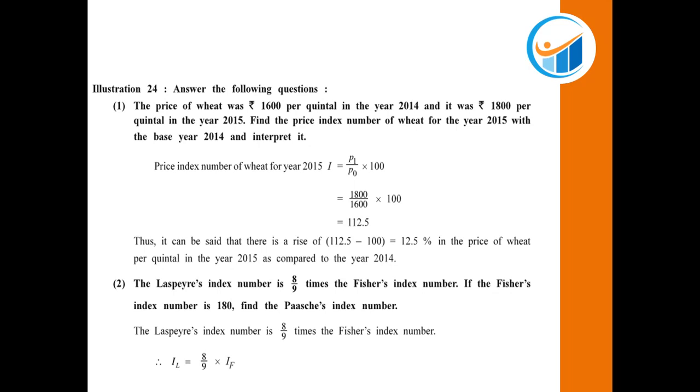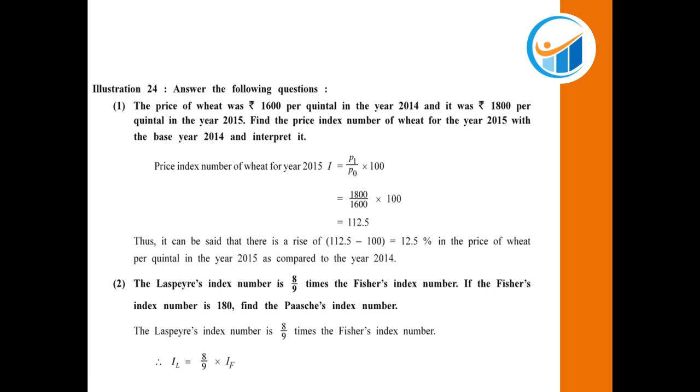When they give you the Fisher's index number, in the formula of IL we can write 8 upon 9 into index number of Fisher, and for the index number of Fisher we substitute 180. We can very easily obtain the index number of Laspeyres. And we know that Fisher's index is nothing but the geometric mean of Laspeyres and Paasche. So out of the three things, two things are available very easily. We can find out the missing third item. The same scenario we are applying here, the same steps we followed here to find out the Paasche index number. From the given two index numbers we can very easily obtain the third index number.